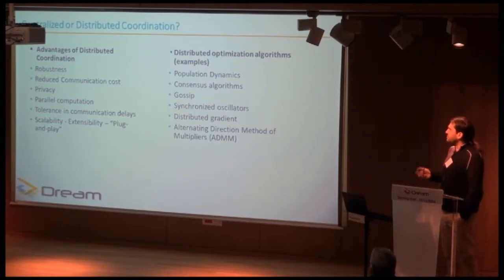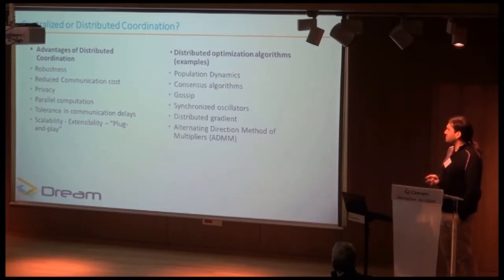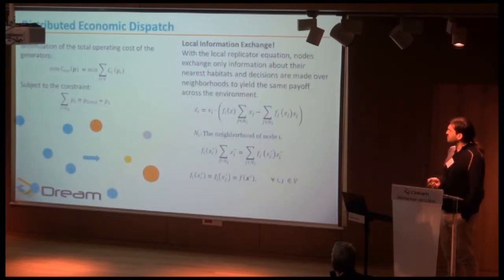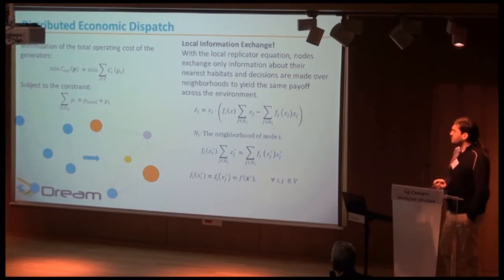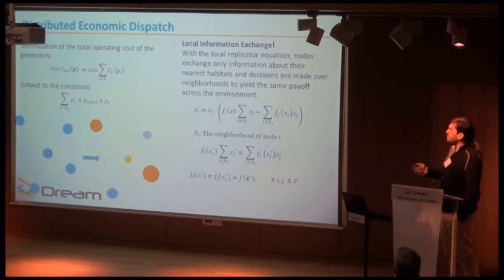So I have written down some of these models that are used in the literature for distributed optimization techniques. The first one, which I used also, is population dynamics, but also very famous are the consensus algorithms and the gossip, which was also used in the DREAM project. We have also synchronized oscillators and two others, distributed gradient and the ADMM. So what we actually did, I'll just say a very few words, and I will present an example of what we did.